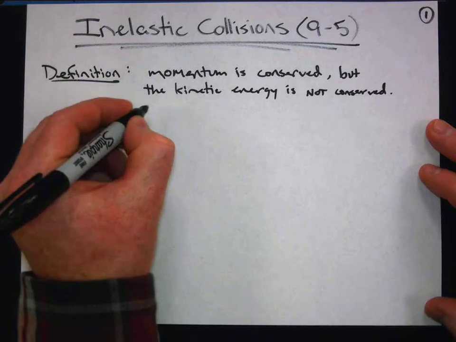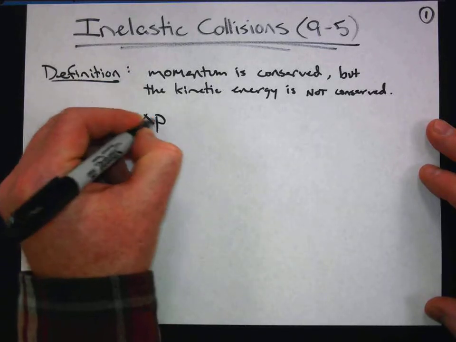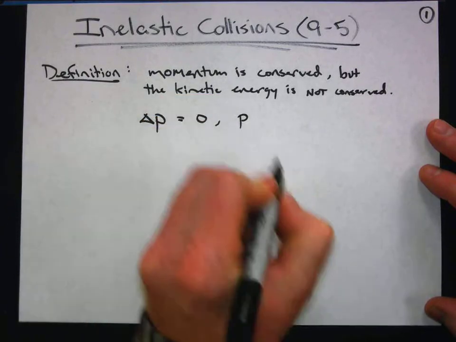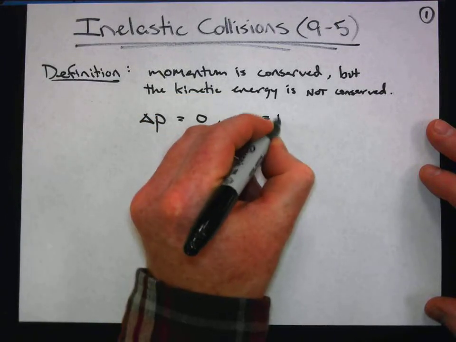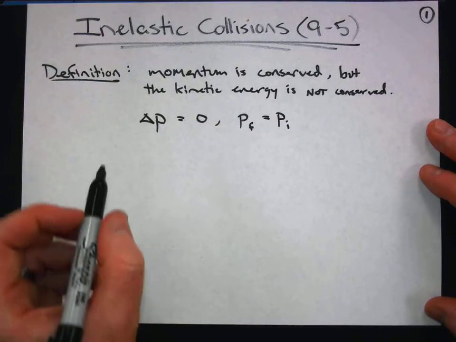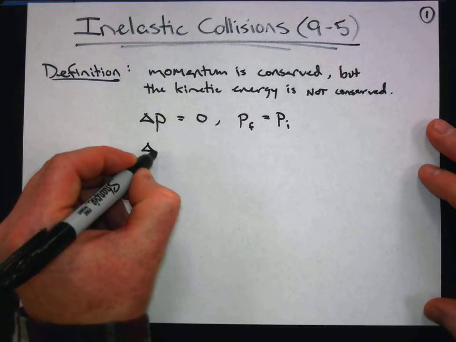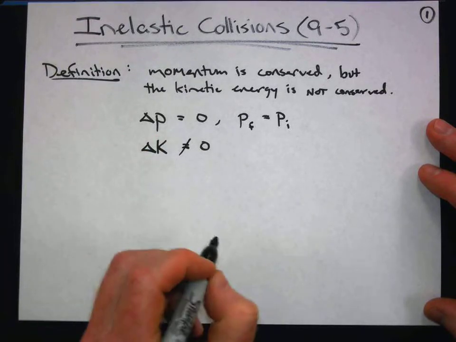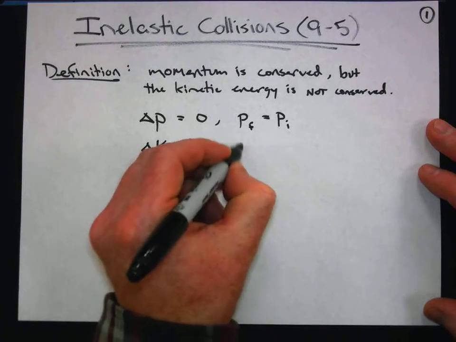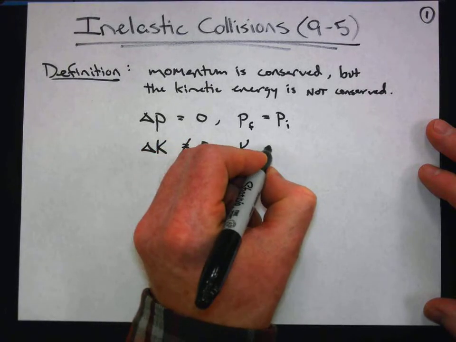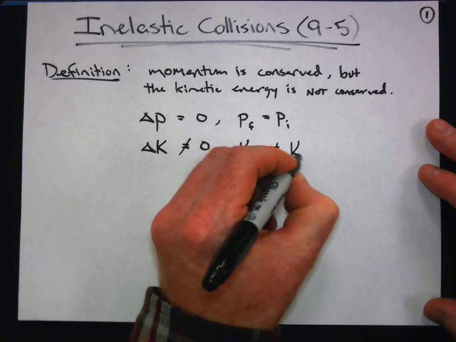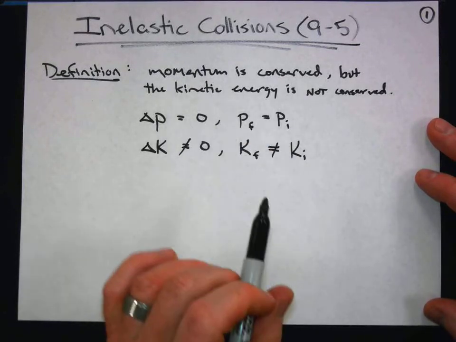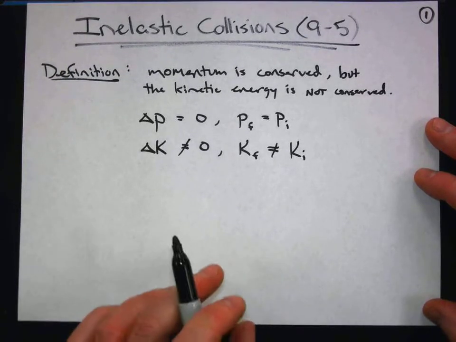So under this definition, we see that the change in momentum will be zero. In other words, the final momentum of the system will be equal to the initial momentum of the system. We see a change in kinetic energy of the system that is not zero. In other words, the final kinetic energy of the system does not equal the initial kinetic energy of the system. So we've got the definition in words, we've got it in symbols.